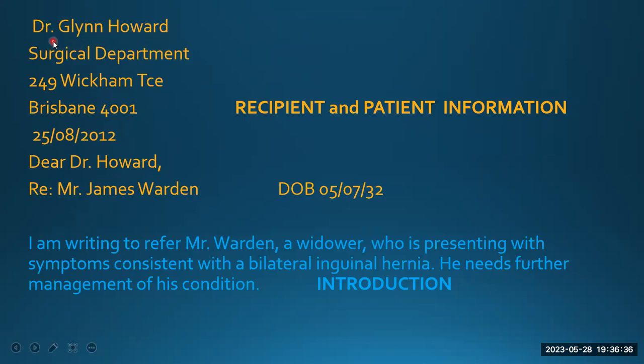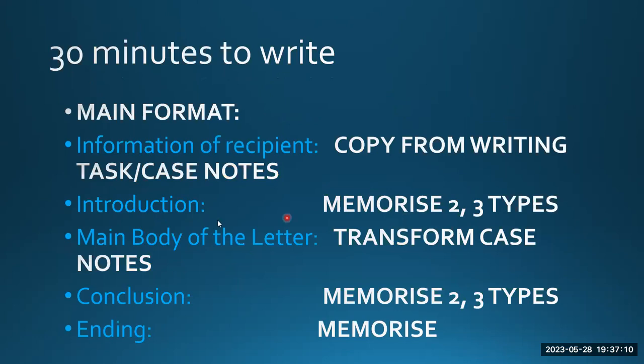Dr. Glenn Howard. This is the name of your recipient. You can find this in the writing task. Surgical department, and this is the address. You can find this in the writing task. Dear Dr. Howard. Again, I'm not using his full name now, just the title and family name. This is the patient's name, regarding Mr. James Warden, and this is the date of birth of the patient. I found this information in the case notes. Okay. Now the second thing is the introduction. Information of recipients, I can get from the writing task and case notes.